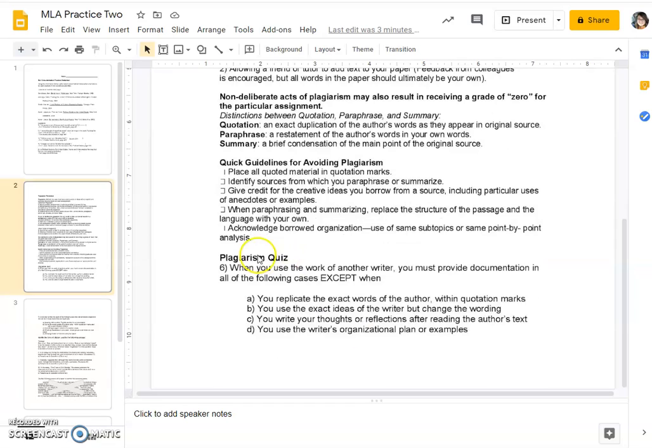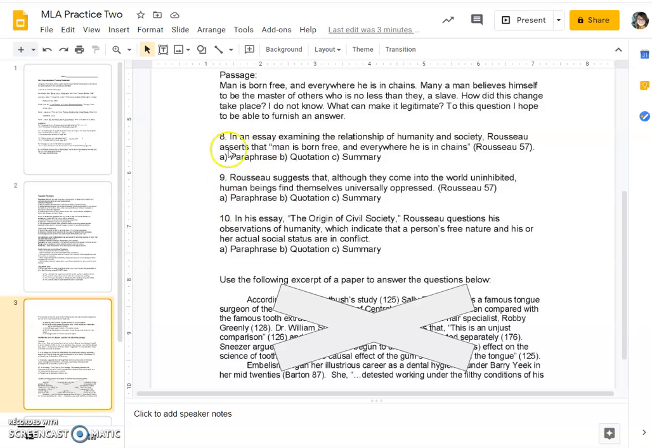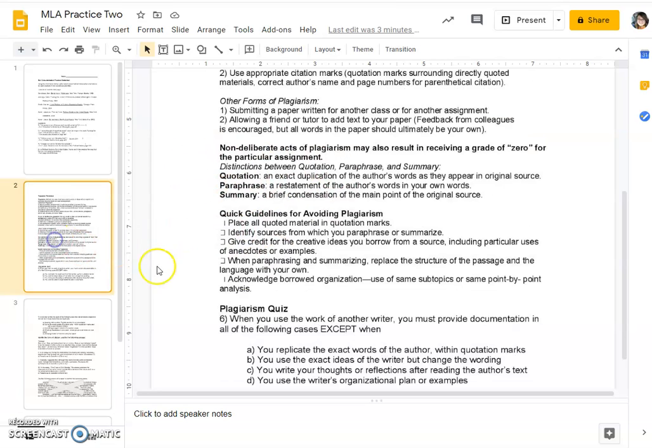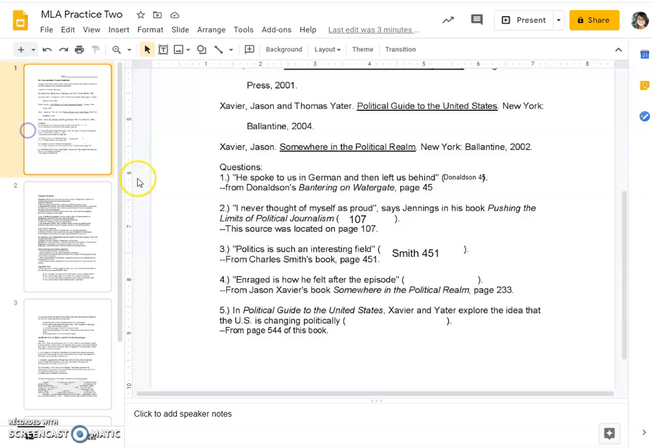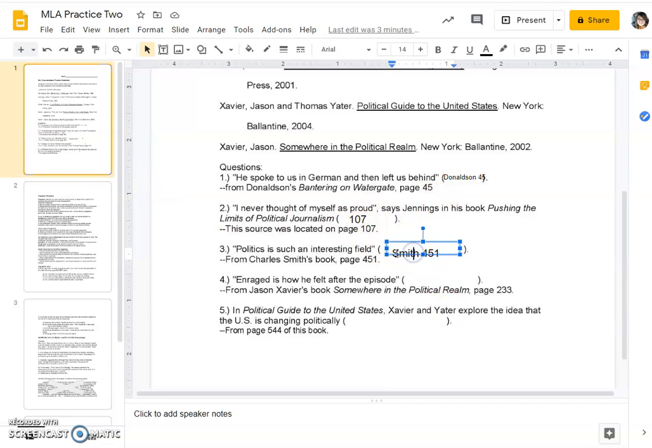So, make sure you're going back. We did these, you should have already answered these on your sheet. Answers number 6 and 7. We did 1, 2, and 3 together, so you're going to do 4 and 5 on your own.